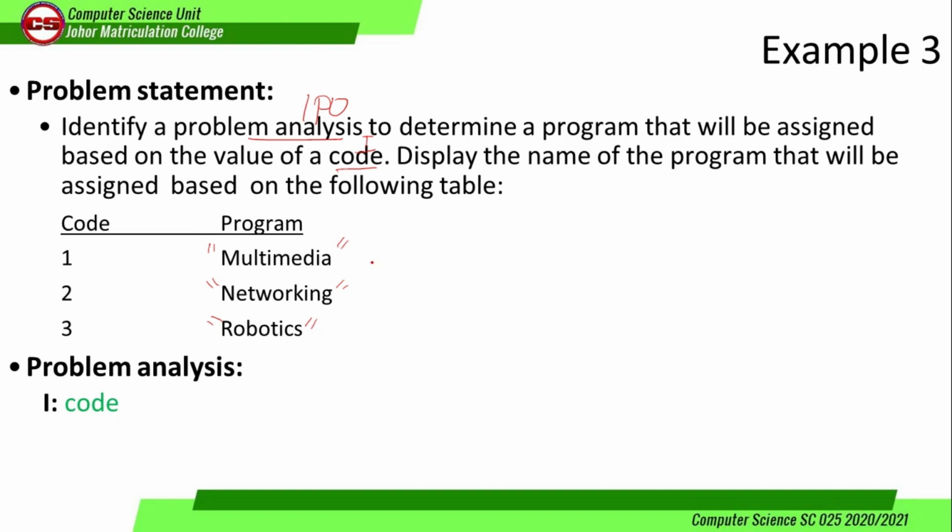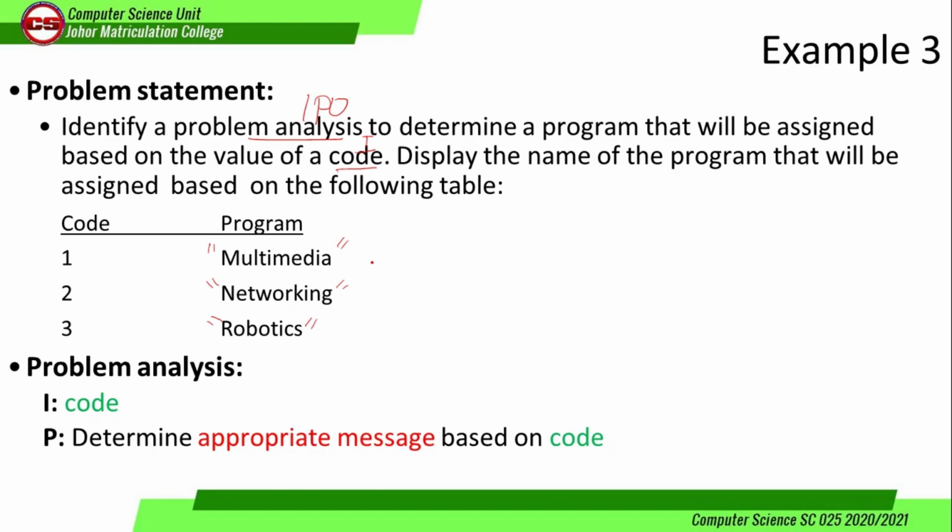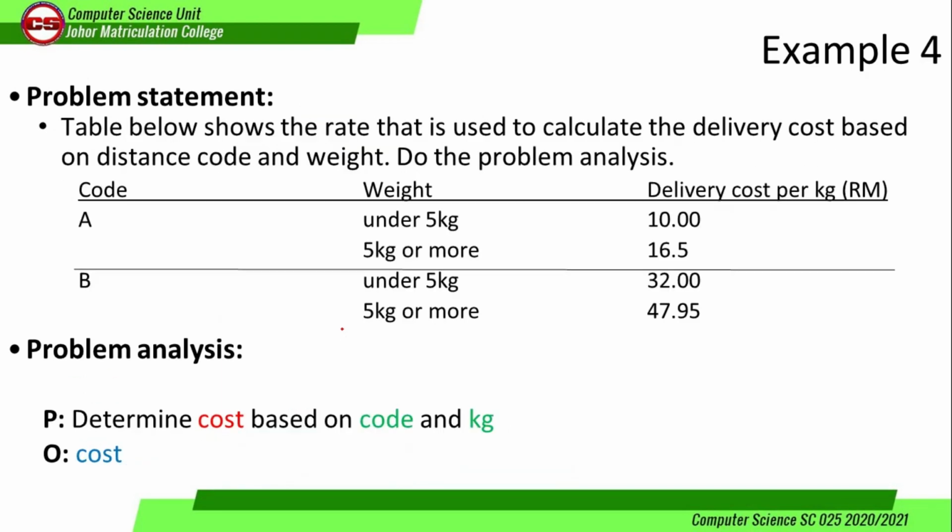The process is determine appropriate message based on code. What's the message? We have three messages here, either one: multimedia or networking or robotic. Okay, we go to example number 4.